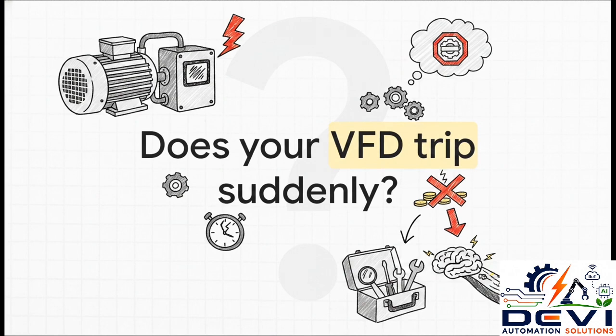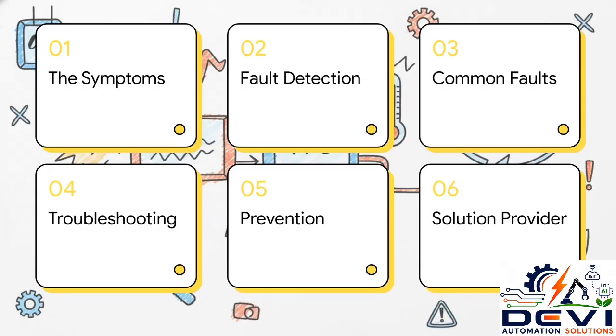But hey, here's the good news. VFD faults are actually super common, and if you can just accurately identify the root cause, you can easily troubleshoot and fix the vast majority of these issues. Truly, mastering these fault codes, that's your superpower on the factory floor. Okay, here's our roadmap for today. We're going to cover the symptoms, fault detection, common faults, troubleshooting, prevention and monitoring, and finally wrap up with DEVI automation. Let's get to it.